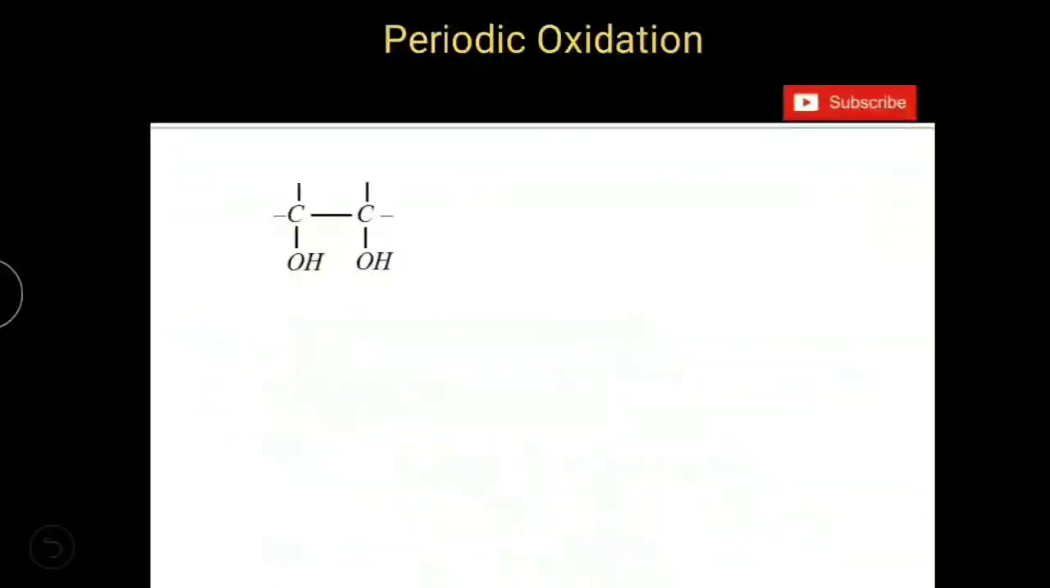Let us see what products you will get when a compound contains two alcohol groups adjacent to each other. We call them vicinal diols. What are the products of vicinal diols when they undergo periodic oxidation? You will get the products like this. As C-C bond cleavage takes place in this oxidation, first break this bond between two carbons and add OH groups on both sides of that cleavage. It means these two OH groups are added to the carbon atoms here.